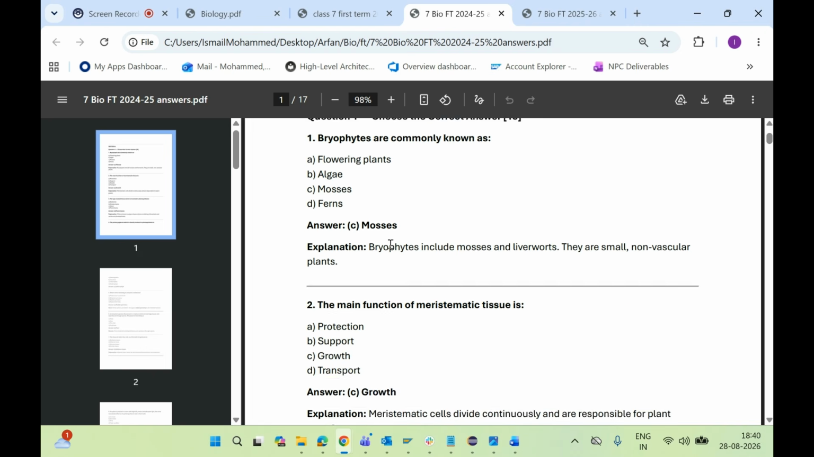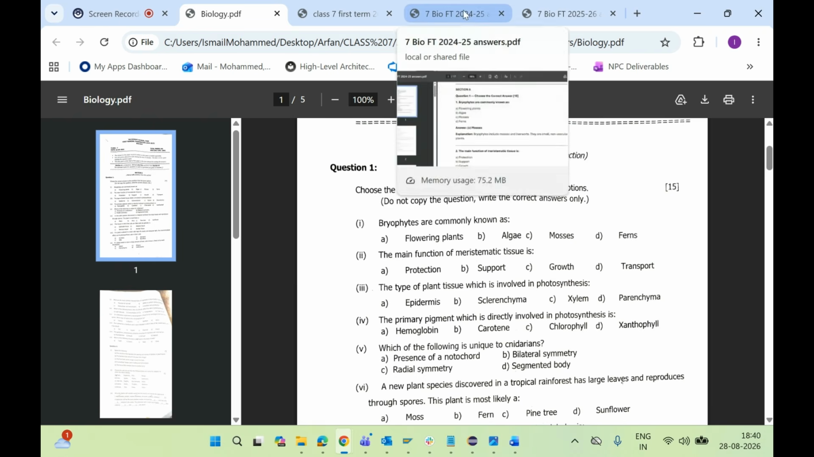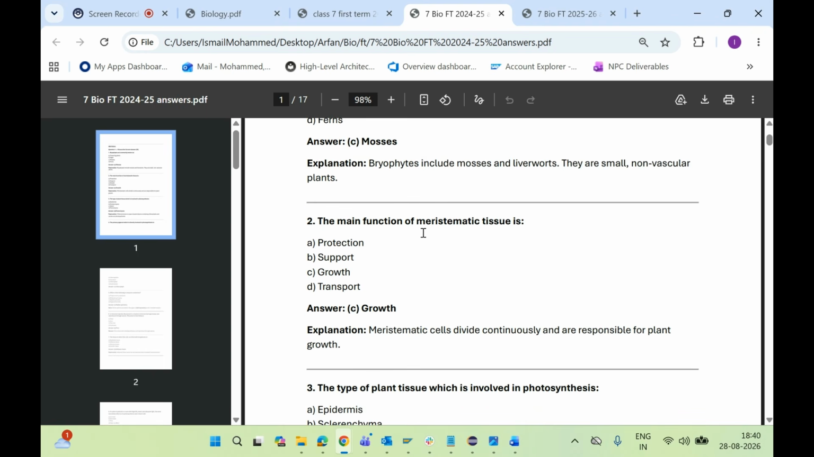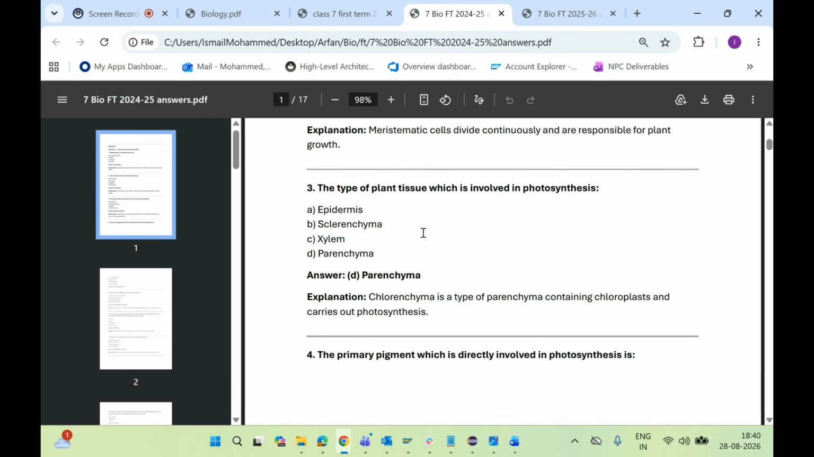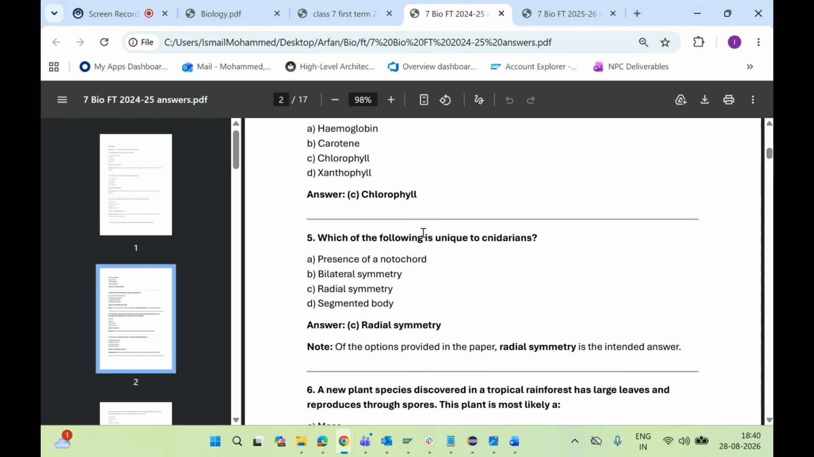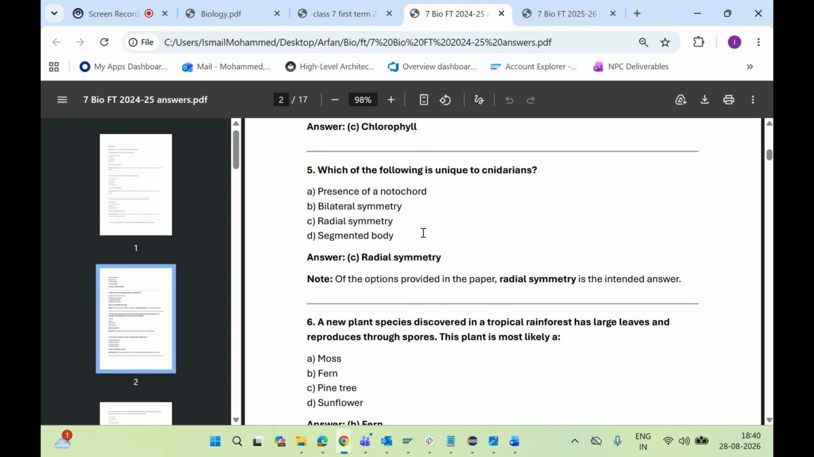Okay. So first question of paper 2025, which starts with: the bryophytes are commonly known as. So bryophytes are commonly known as mosses. That's the answer. The next one, the type of plant tissue which is involved in photosynthesis. It is also parenchyma, relates to plants. And the primary pigment in the plants involved in photosynthesis is chlorophyll.